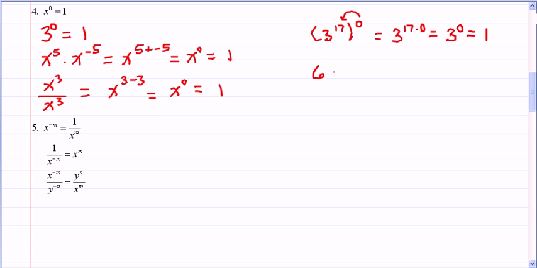And a last example is if you had 6 times xy to the 0. This whole quantity inside the parentheses is equal to 1. So the final answer here is 6 times 1, which is 6. So the 6 is on the outside, its power is 1, not 0. So only this quantity is equal to 1, and it gets multiplied by 6.